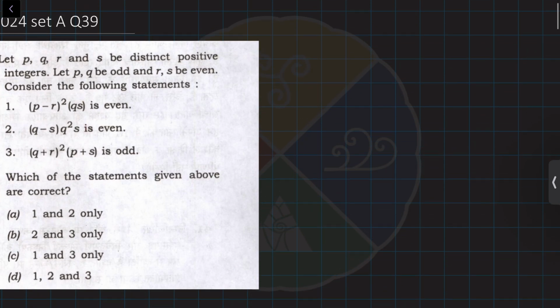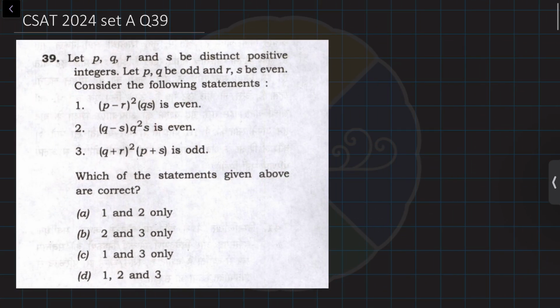This problem only needs some prerequisites. P, Q, R and S are distinct positive integers such that P and Q are odd, and R and S are even. These two numbers are even.